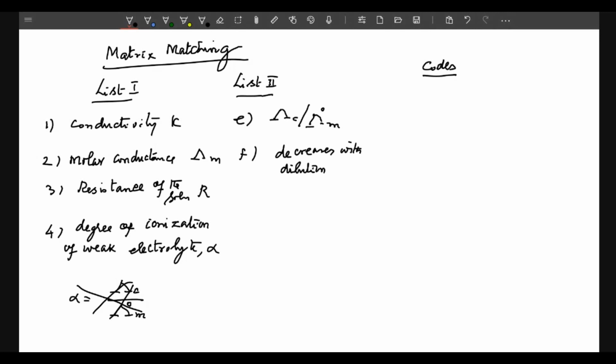F. What did we say next? G. Increases with dilution.